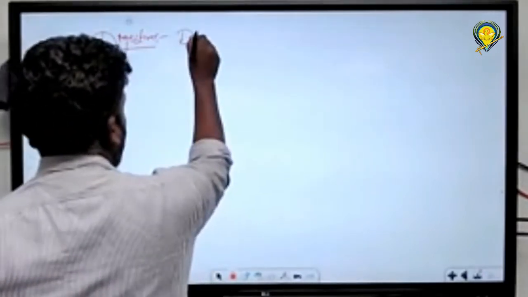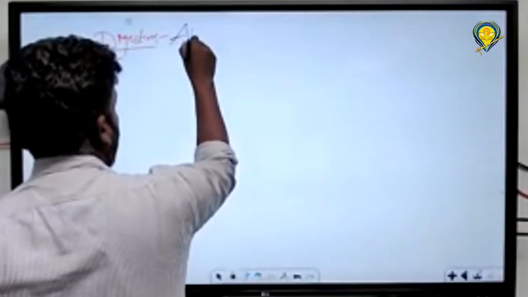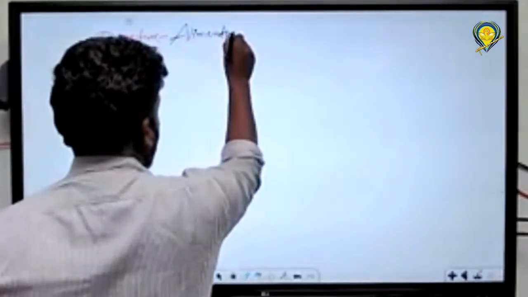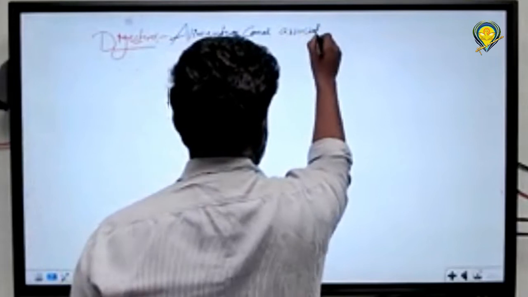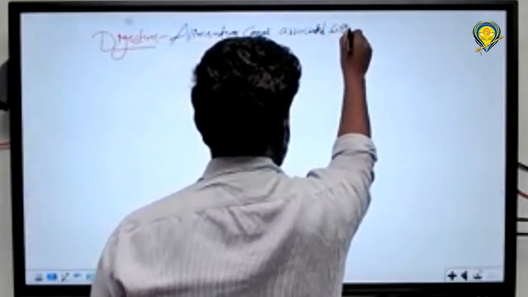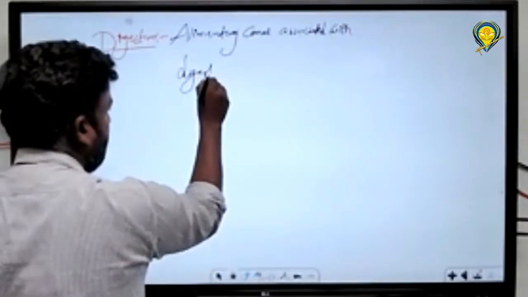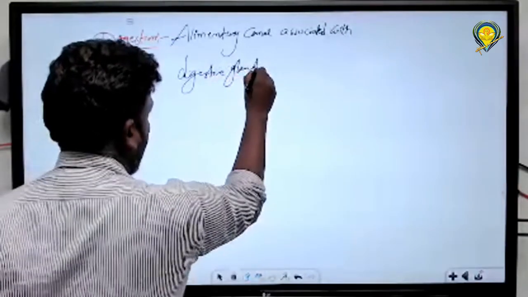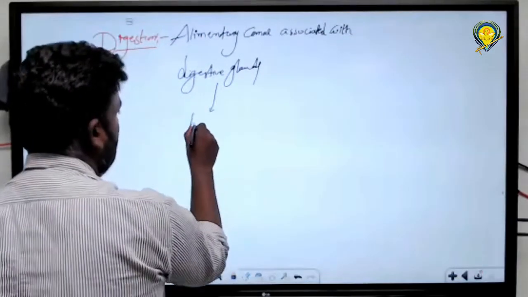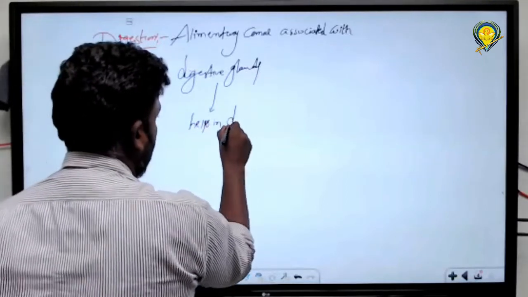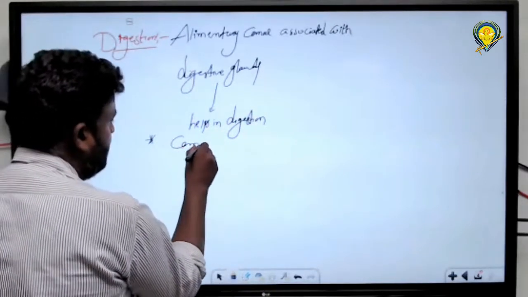Alimentary canal associated with what? Digestive glands. Right? These digestive glands help in what? Digestion.